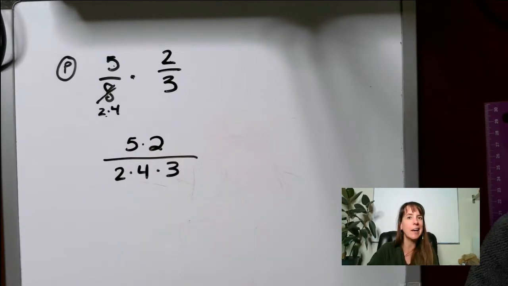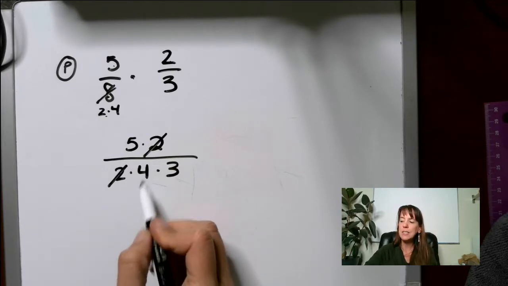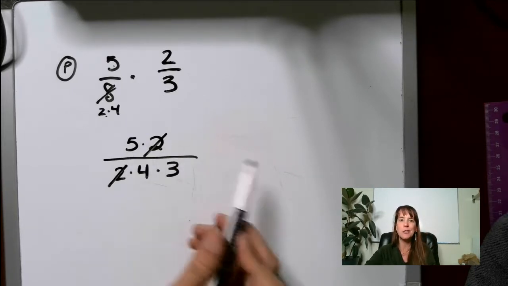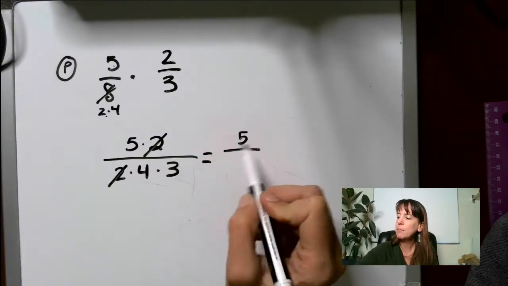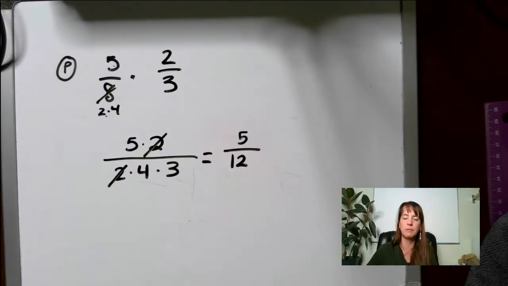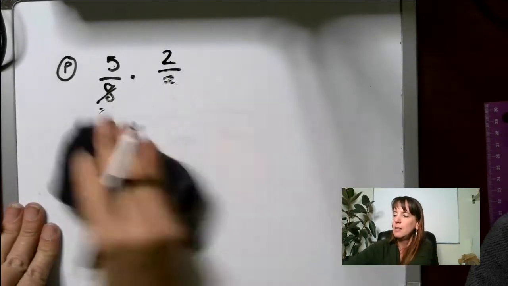Can I cancel anything out? Absolutely. This and this, right? 4 breaks down into 2 times 2, but there's no other 2's up top, so there's no point in me breaking it down. So what I'm going to do is keep that 5 up top, and on the bottom I'm going to have 12. 5/12. Awesome.